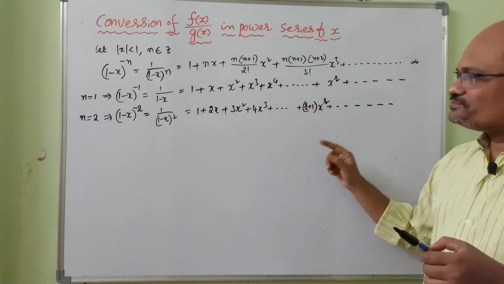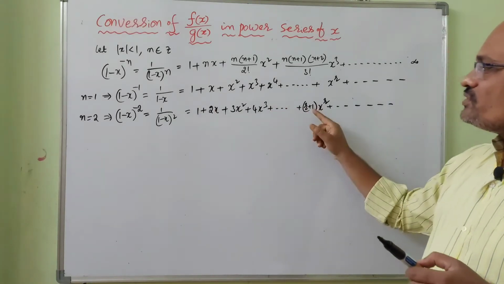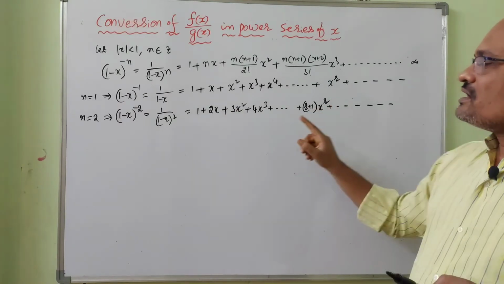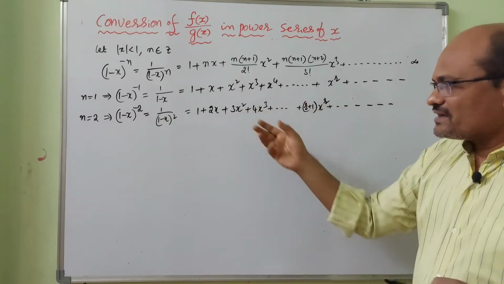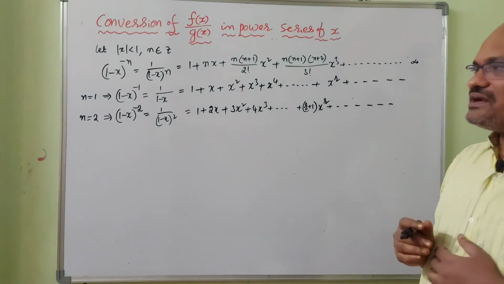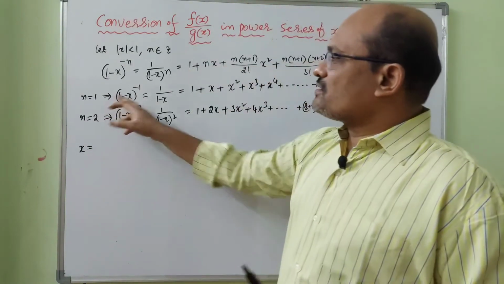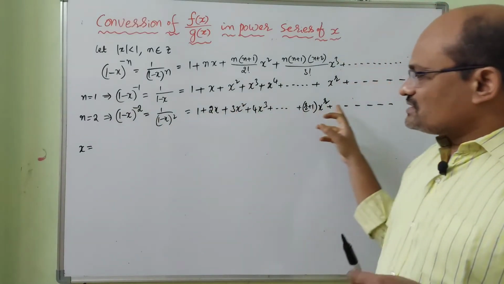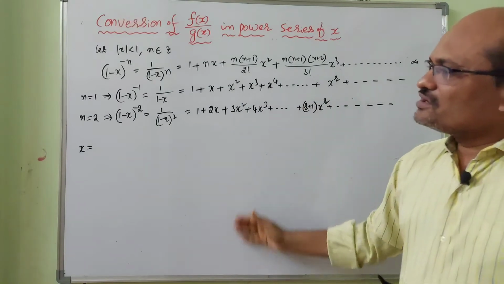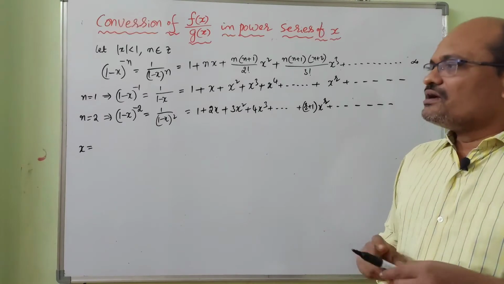Now put r value 1. What do you get? 1 plus 1, 2 into x power 1. If you put r value 2, you will get the third term. Like that it will continue. How many terms? Unlimited terms, infinite terms. Now I am taking n equal to 1, you will get this series, n equal to 2, you will get this series. Now n equal to 3, you will get one more series. Like that you will get infinite number of series for different values of n.